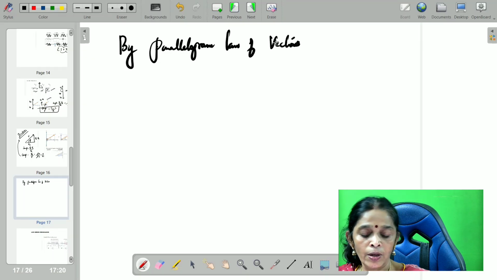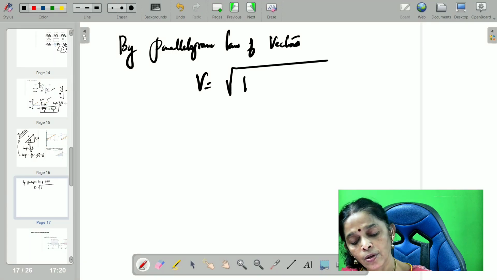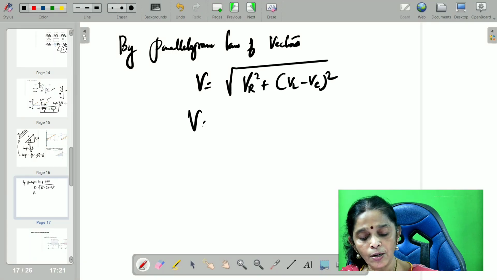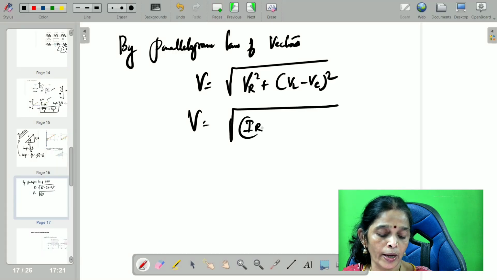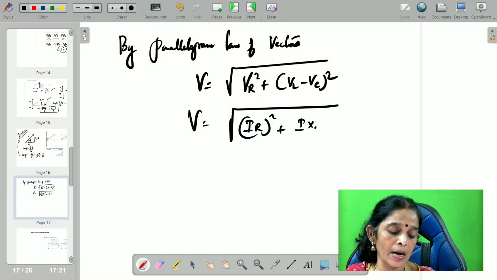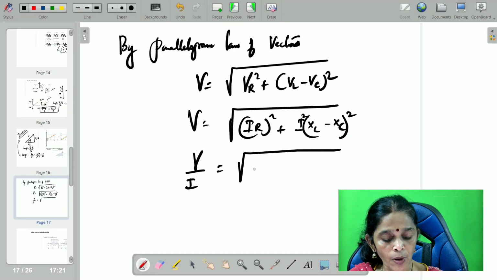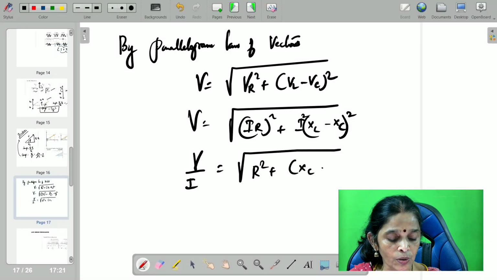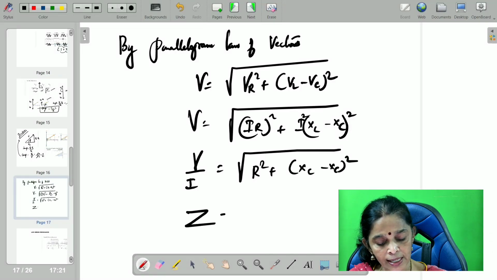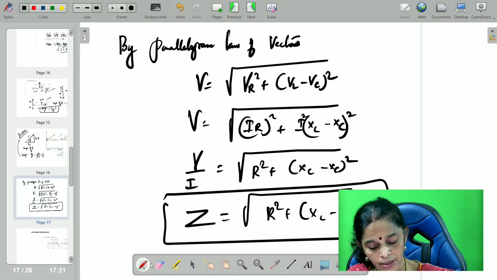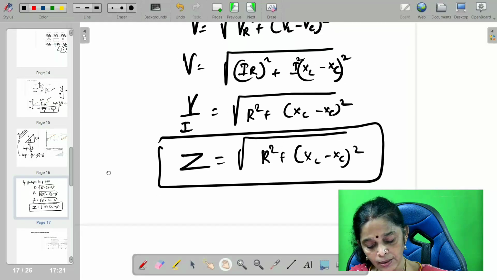V will be equal to square root of VR square plus VL minus VC the whole square. So that will be equal to I into R the whole square plus I into XL minus XC the whole square. So V by I is equal to root of R square plus XL minus XC the whole square. Therefore Z is equal to root of R square plus XL minus XC the whole square. This is called as impedance.